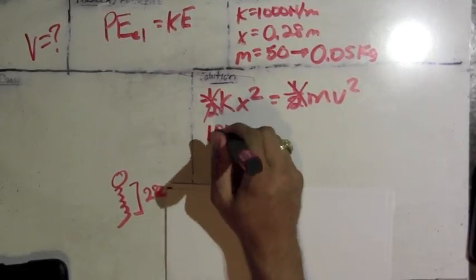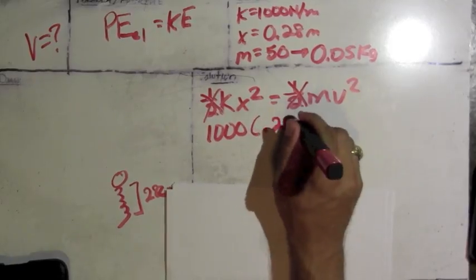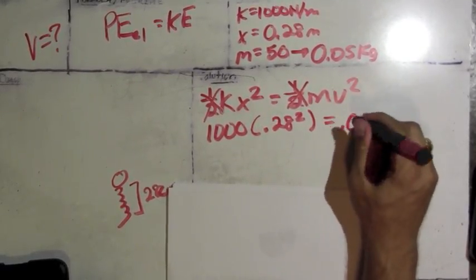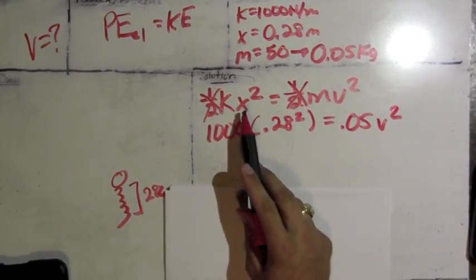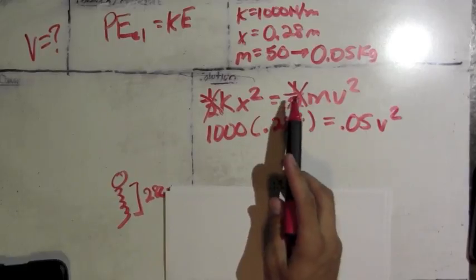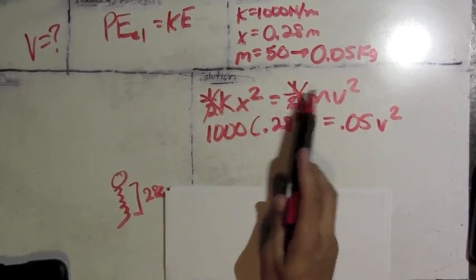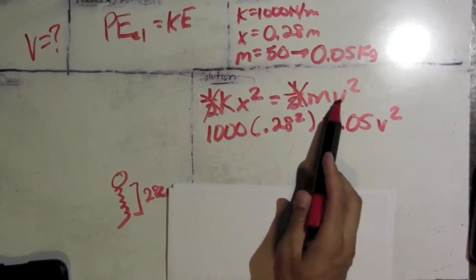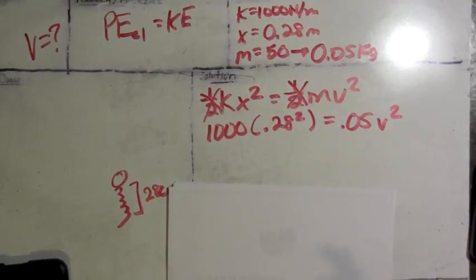So now we have 1,000 times 0.28 squared on the left, and on the right we have 0.05 times v squared. You do have to be careful about this. For some reason, when I have x squared and v squared, a lot of people think you can cancel out the squared term. You can't do that. Mathematically that doesn't make any sense. Now, if they were the same, if this was x squared and that was x squared, it would work. But since these are two different variables, you can't take the square away.